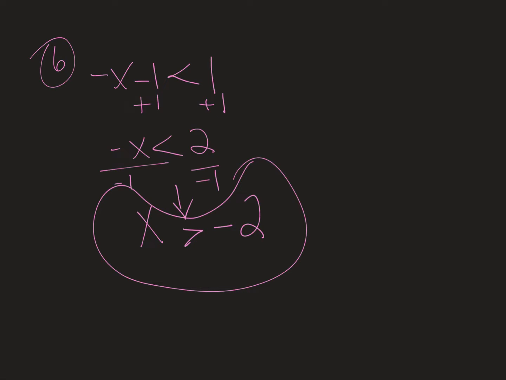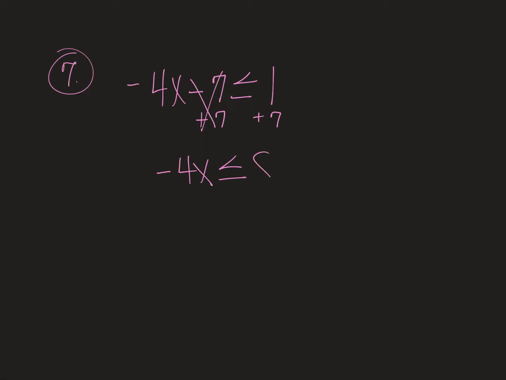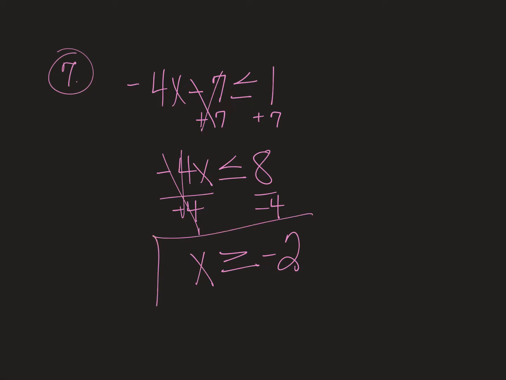Questions on that? All right, so number 7 is negative 4x minus 7 is less than or equal to 1. Okay? So I'm going to add 7 to both sides. And I'm going to have negative 4x is less than or equal to 8. Now I'm going to divide both sides by negative 4. Remember, you're dividing by a negative, so you're going to flip your inequality sign, x is greater than or equal to negative 2. And that's your answer for number 7.